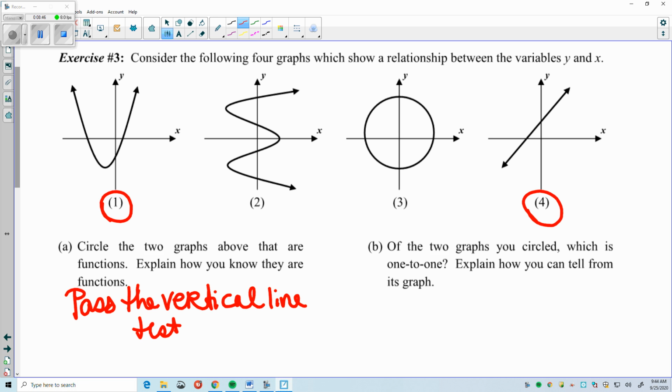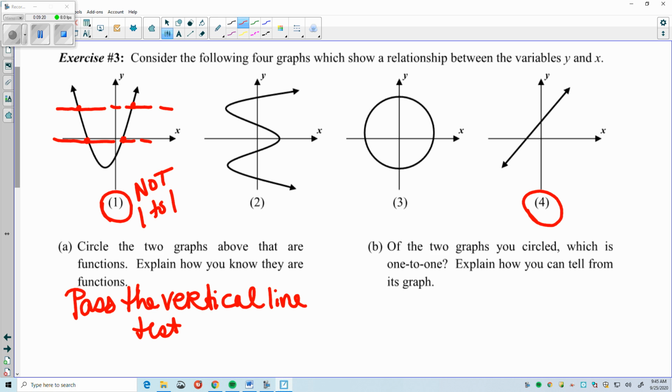Okay, of the 2 graphs we circled, which one is one-to-one? And how could we tell? So if I think back to the chart, I'm thinking I had repeated y values. So I don't want to have repeated y values. So if I take a look over here, just for instance, I can see this y value and this y value are going to be the same. You can see this y value and this y value are going to be the same. They would go the same place on that y-axis. So this is not one-to-one.